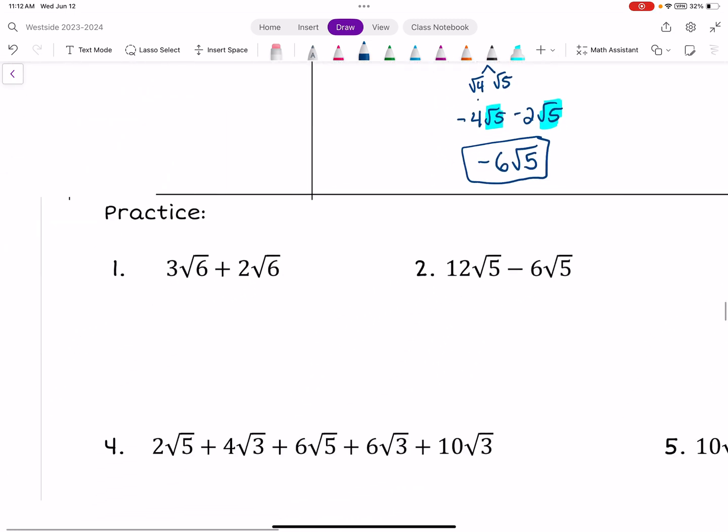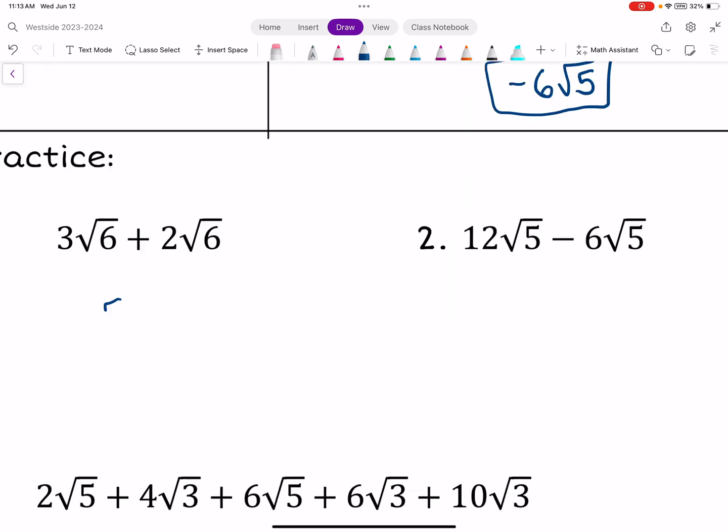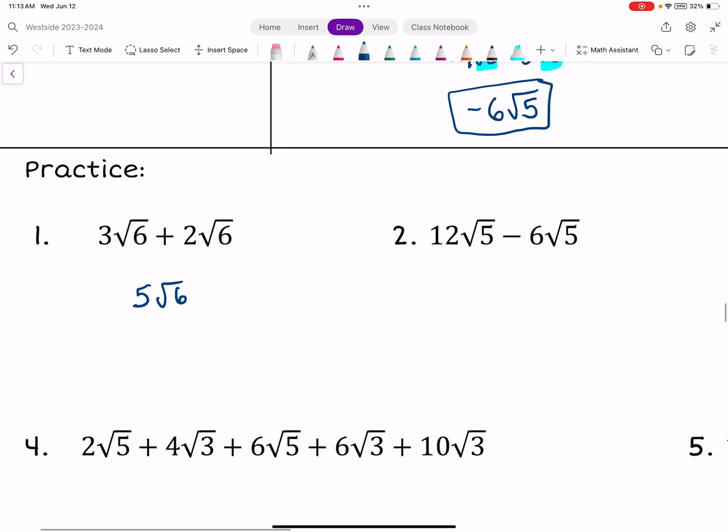So looking at our first practice problem, we cannot simplify radical 6. There is no perfect square that goes into it. They both already have radical 6, so I'm going to go ahead and add the coefficients. So 3 plus 2 makes 5, and then I keep radical 6, so 5 radical 6.